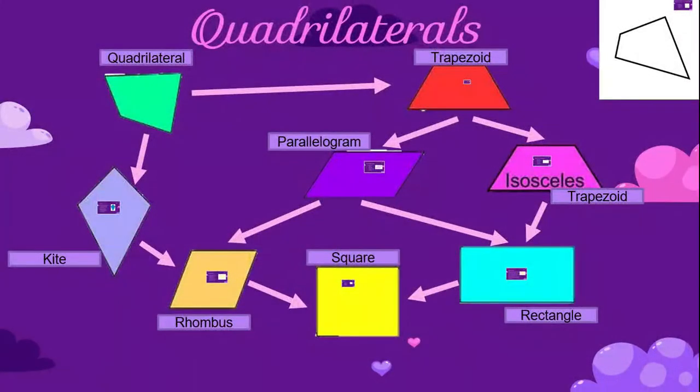Can a square be an irregular trapezium? No, because a square is a regular quadrilateral, so you cannot label a square as an irregular quadrilateral.